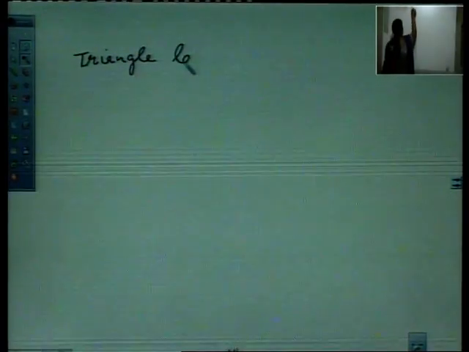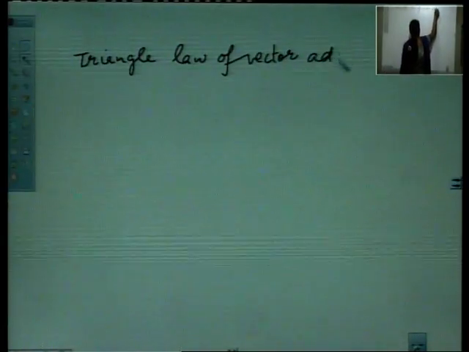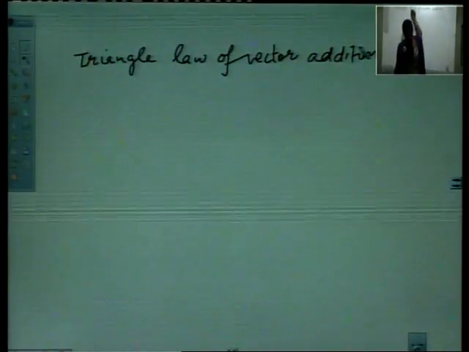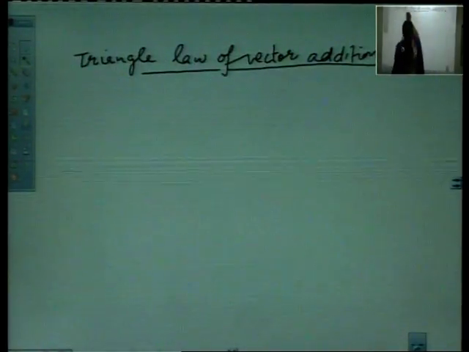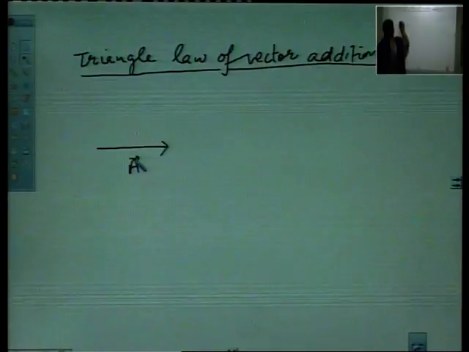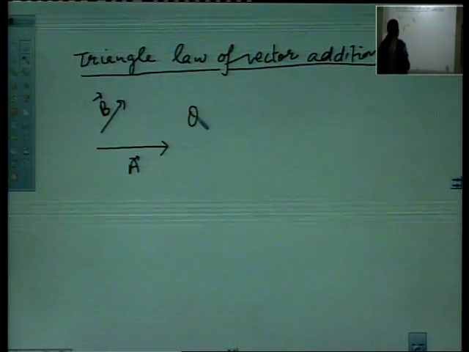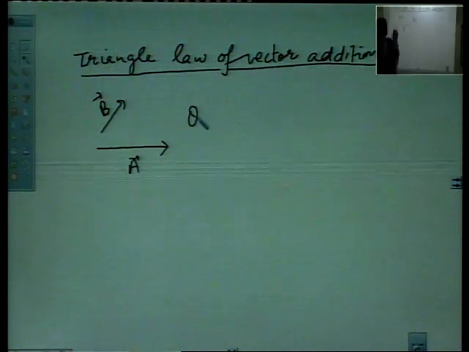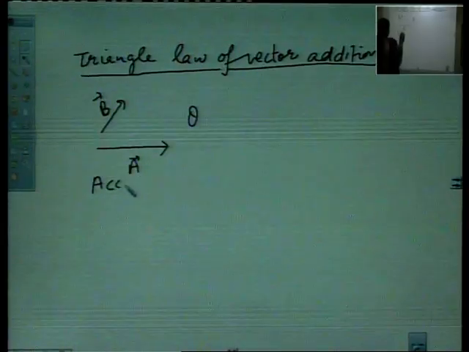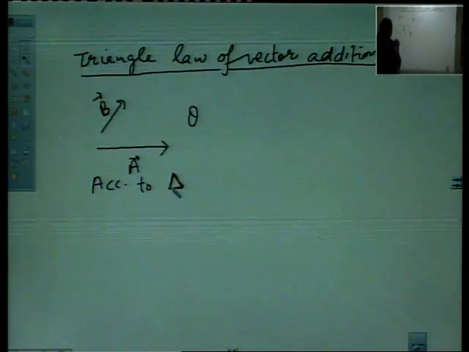This is used for the addition of more than two vectors. So, firstly we will take the triangle law of vector addition. Let us take those two vectors, A vector and this is vector B. The angle is theta between these two vectors. So, according to the triangle law, this shows the symbol of a triangle.